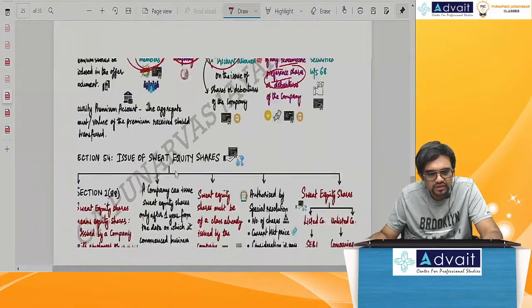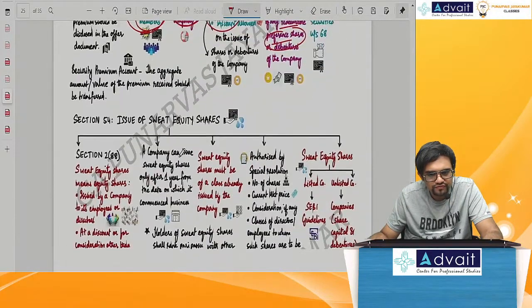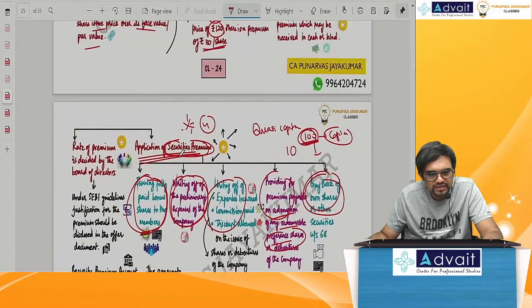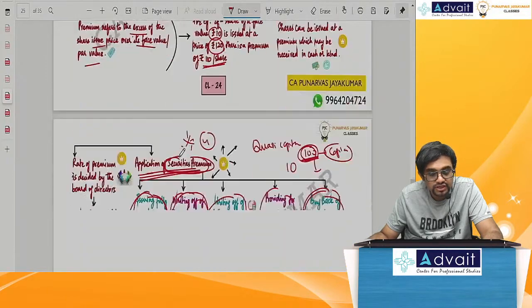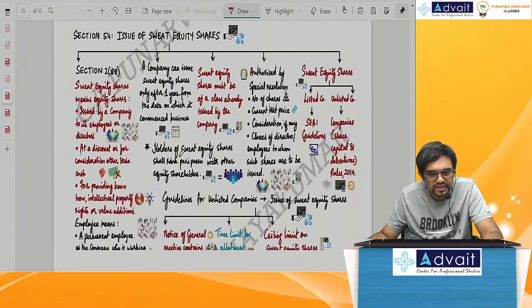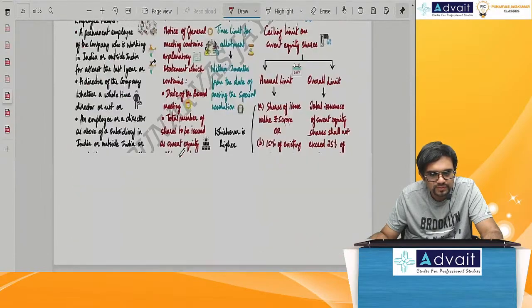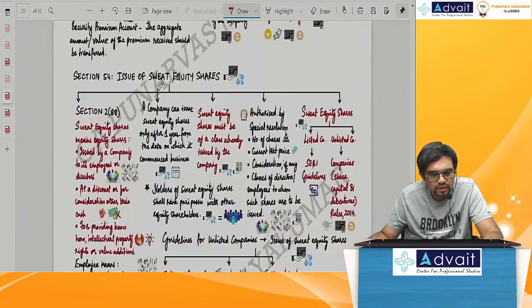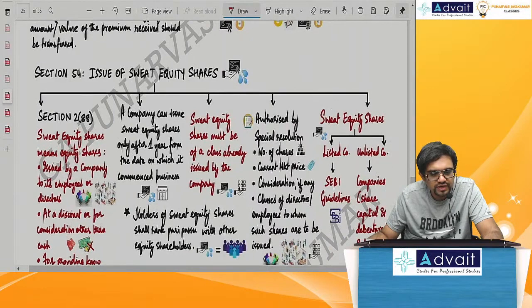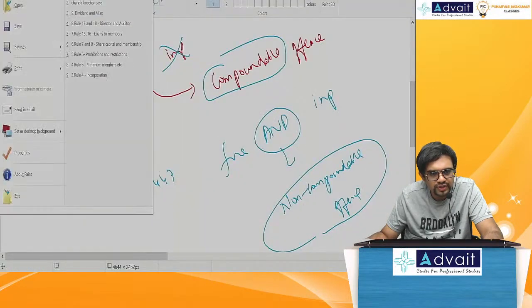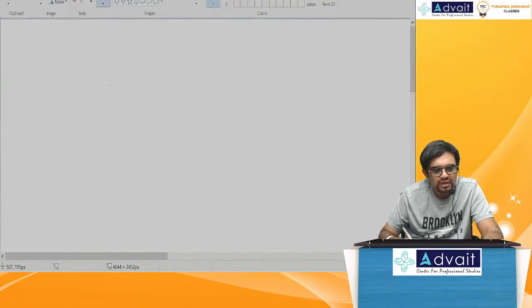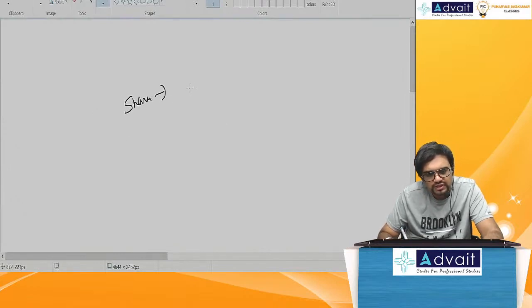So that is with respect to the issue of shares with premium, securities premium account. Next, coming to sweat equity. Sweat equity. Always remember guys, whenever the company is issuing shares, it comes under section 179(3).